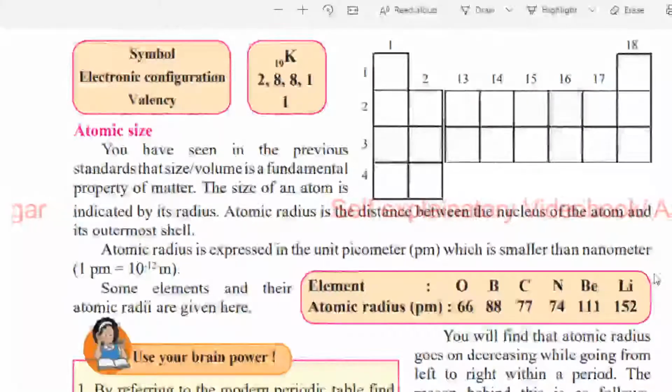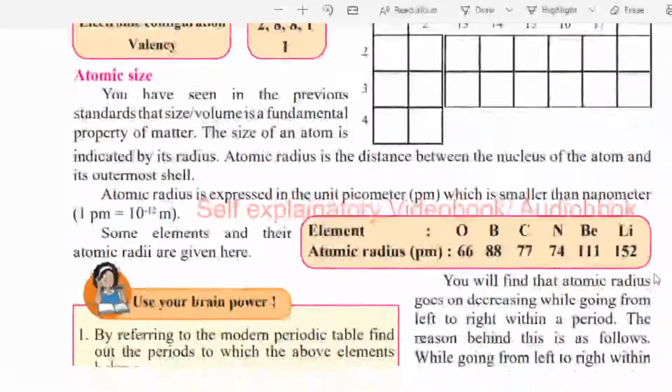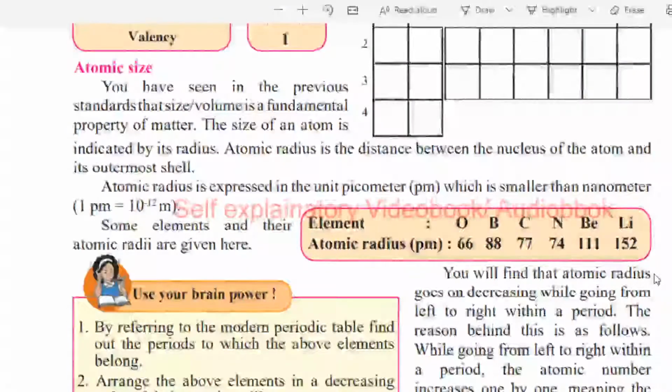Oxygen is having radius 66 picometer, boron is having 88 picometer, carbon is having 77 picometer, nitrogen is having 74 picometer, beryllium is having 111 picometer, and lithium is having 152 picometer.